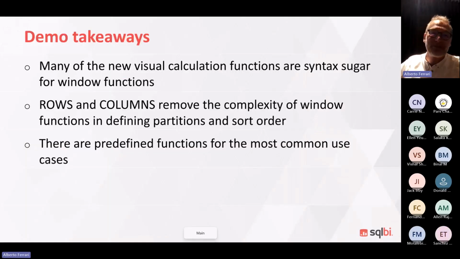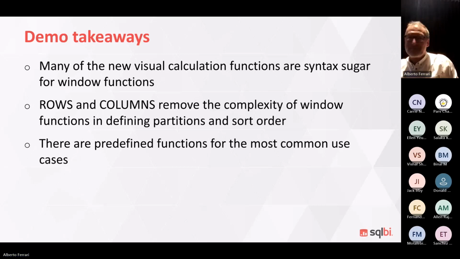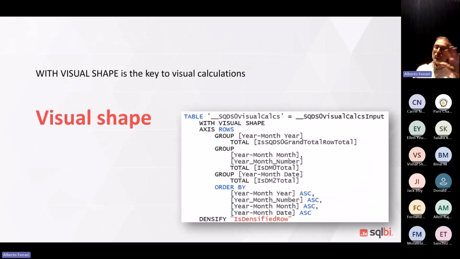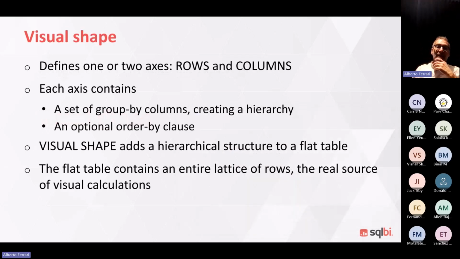Now, let's go back to slides. So you can use row and column, remove somewhat the complexity of window function, and there are predefined functions for some of the most common use cases. We learn about visual shape. This is a more complex visual shape that groups by year, month, and date. It's grouping by year, it's grouping by month, and it's grouping by date. And we have the total in another column with the order by that specifies multiple columns. Nothing fancy here. This is basically the visual shape of the visual that we have seen a few seconds ago that contains the full hierarchy for the date.